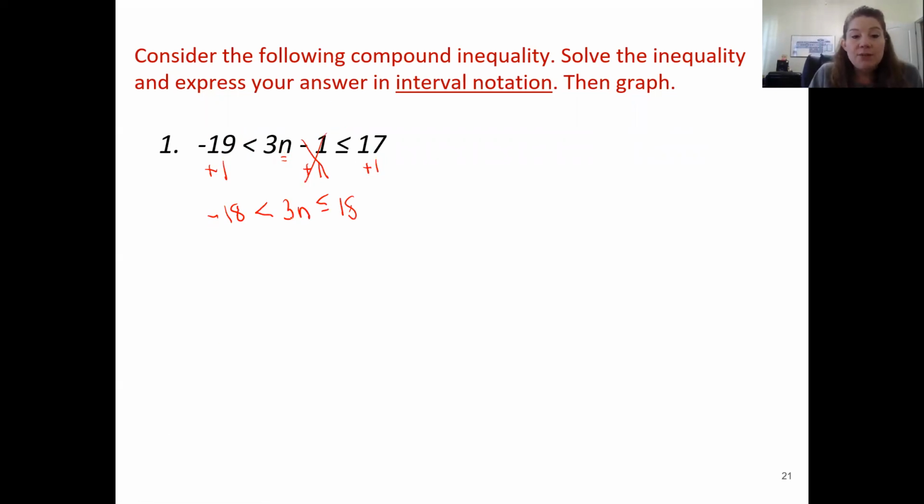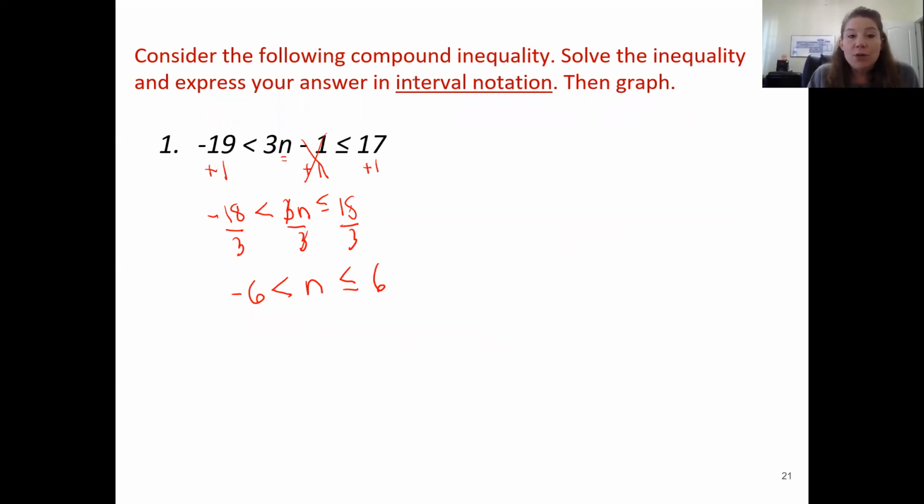All right, so now we have to get rid of 3 times n. What's the opposite of times 3? We're going to divide all 3 sides by 3. And we're dividing by a +3, so we're not flipping any signs. It doesn't matter if the answer we get is a negative. It just means what we're multiplying or dividing by. So 3 divided by 3 is 1, and 1 times n is n. So we have -18 divided by 3, which is 6. Bring down our inequality sign. Bring down our n, bring down our inequality sign, and bring down our, I'm sorry, -18 divided by 3 is -6. And then this is going to be +6.